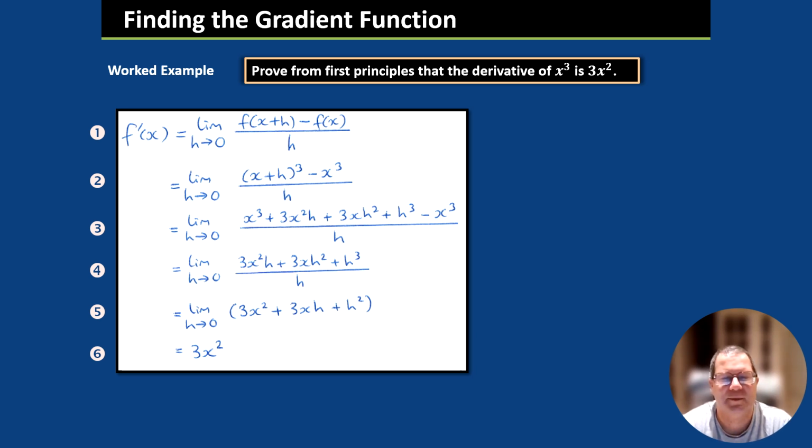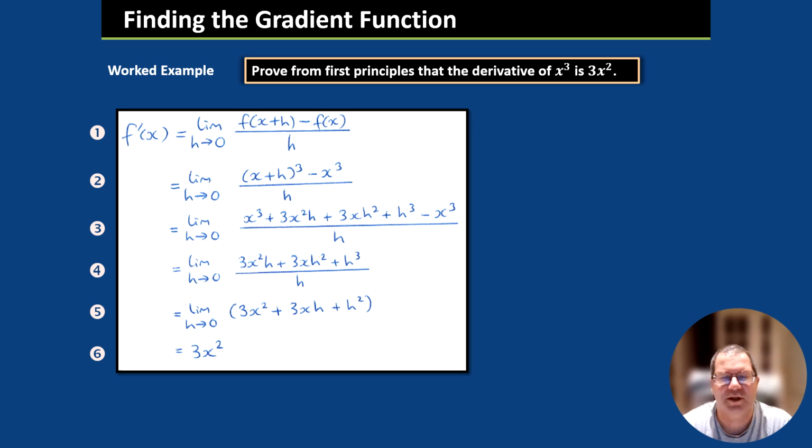In line 2, I am substituting the actual function in this question. So the function is x cubed, so f of x is x cubed, and f of x plus h is the same as f of x, but replacing the x with x plus h. So rather than being x cubed, it's going to be x plus h all cubed. So line 2, the change in y, x plus h cubed minus x cubed, divided by the change in x, which is h, always.